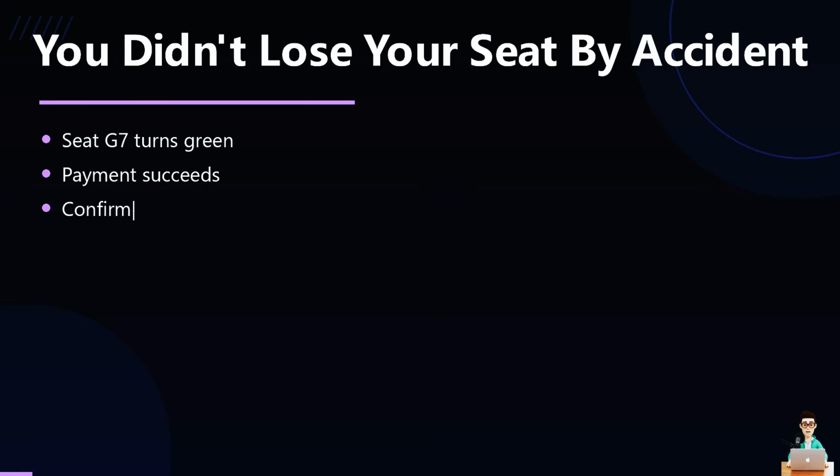You pick seat G7. It turns green. You hit pay. The spinner turns. Confirmation lands seat G6, not G7.